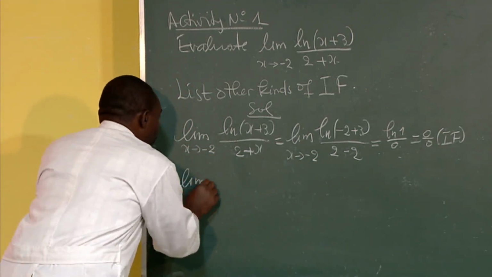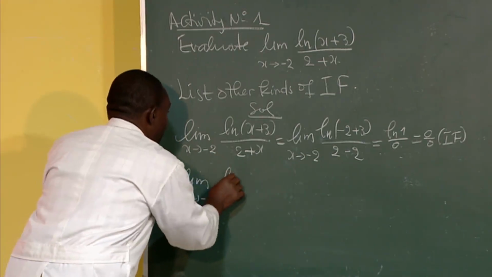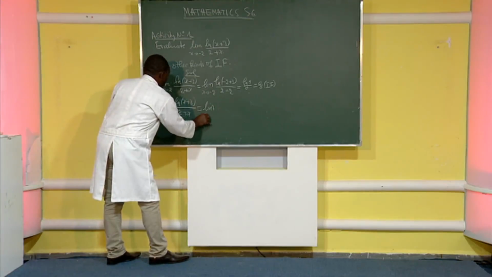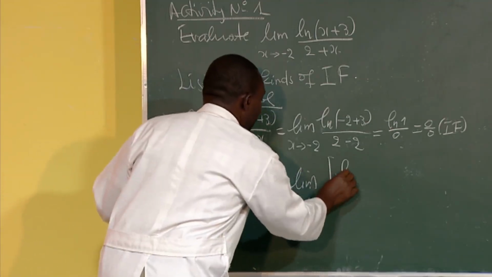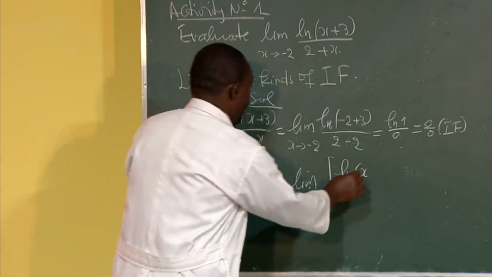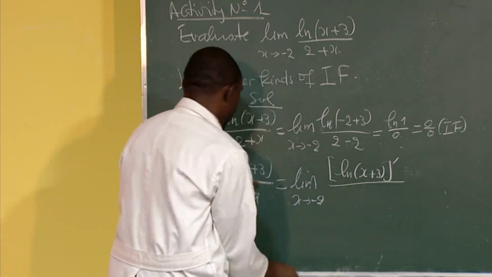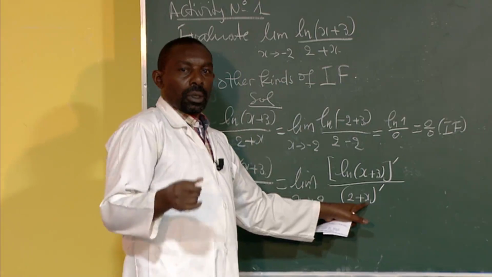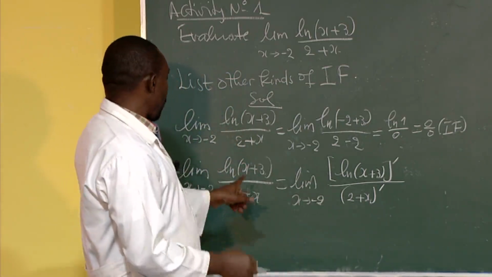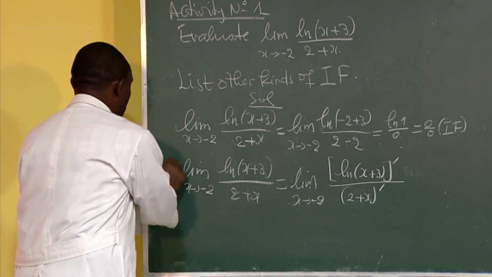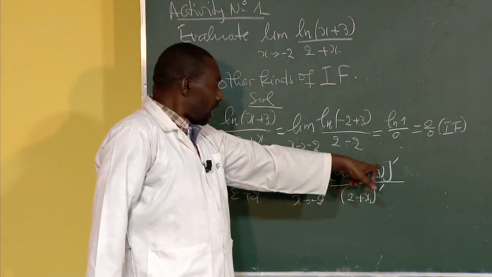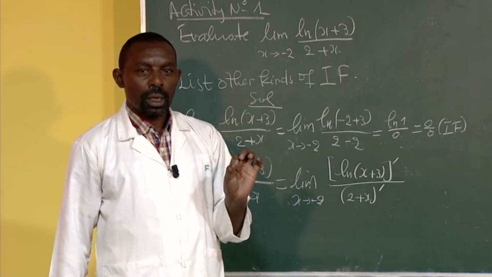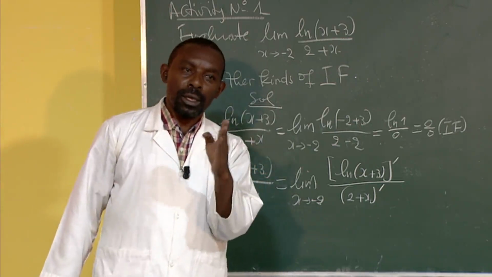Now, the limit as x approaches minus 2 of ln of x plus 3 divided by 2 plus x equals the limit as x approaches minus 2 of the derivative of ln of x plus 3 divided by the derivative of 2 plus x. Pay attention here. Most of the time you make mistakes when you apply L'Hospital's rule. You differentiate the numerator, and thereafter you differentiate the denominator, not the derivative of a quotient. Are we together? Yes, thank you very much.